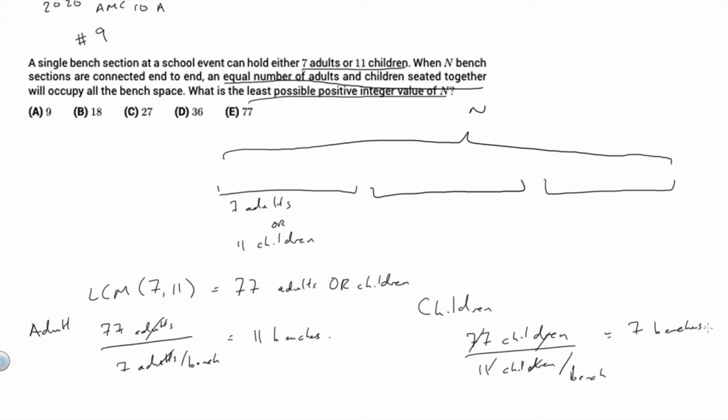So now we know that we have 77 adults and 77 children, but the adults will take up 11 benches, while the children will only take up 7 benches. So the sum, 11 plus 7, will give us 18 benches in total. And we know that this is the least amount because we used the least common multiple of the two in order to obtain this. So the answer choice B is going to be the best answer for this question, which was number 9 on the 2020 AMC 10A.